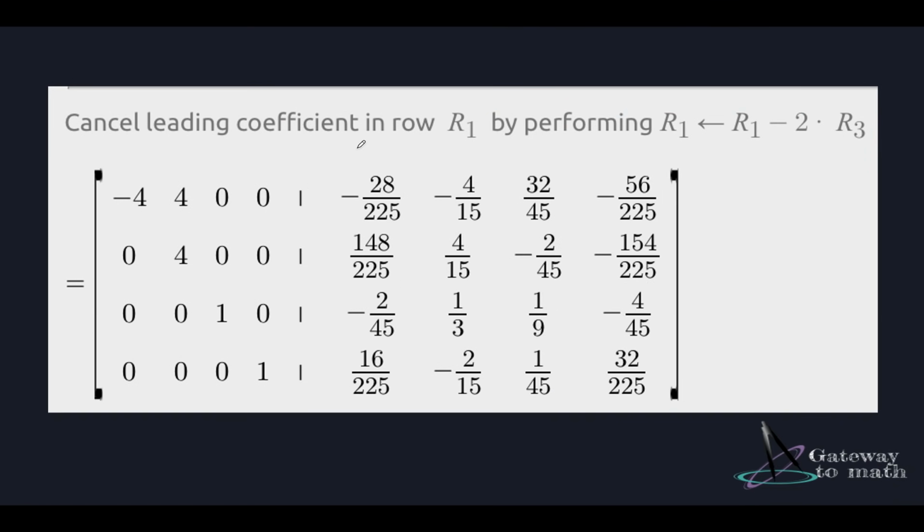Next, cancel leading coefficients in R1 by performing the following operations. R1 minus 2 times of R3, and then the value of R1 equals minus 4 4 0 0. RHS values minus 28 upon 225, minus 4 by 15, 32 upon 45, minus 56 upon 225.